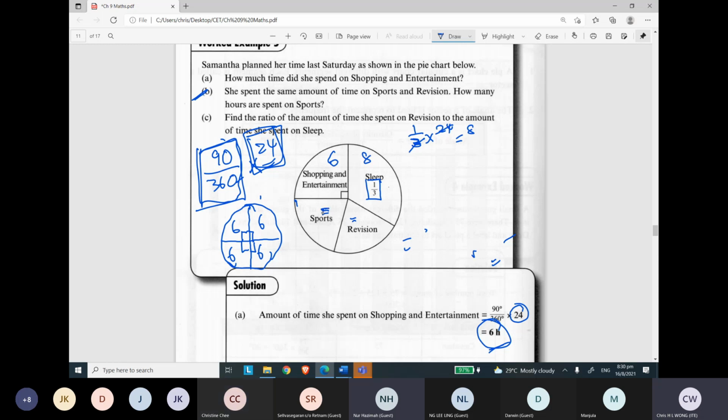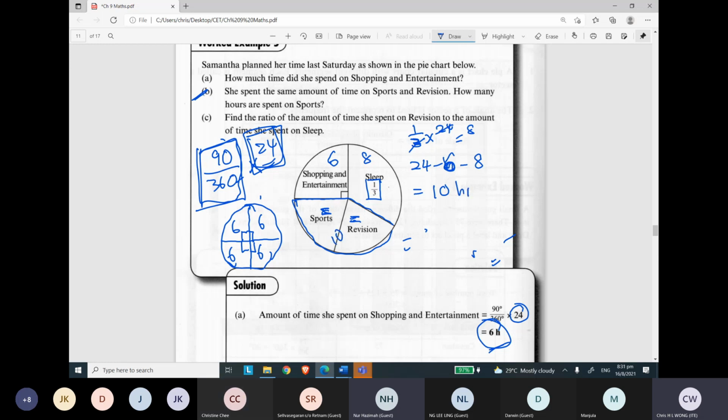They already say that the sports and the revision are equal. So what I need to do is find the whole thing first. Now the circle itself is 24 hours, isn't it? I just take 24 hours minus the shopping hours. Shopping hours is 6 hours, right? Minus the sleeping hours, which is 8 hours, gives you what? Gives you 10 hours, isn't it?